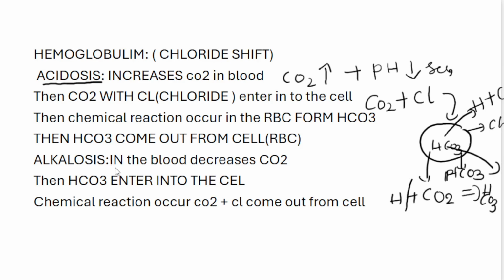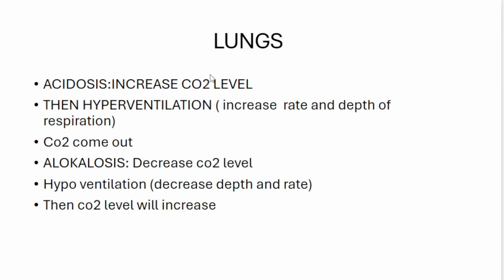Then alkalosis. What happens? CO2 decreases and pH increases. Here, HCO3 will enter from the blood into the cell. Then CO2 will come outside. H plus ion remains in the blood and CO2 comes outside. Then blood pH will be maintained. This is the hemoglobin system, otherwise called the chloride shift.